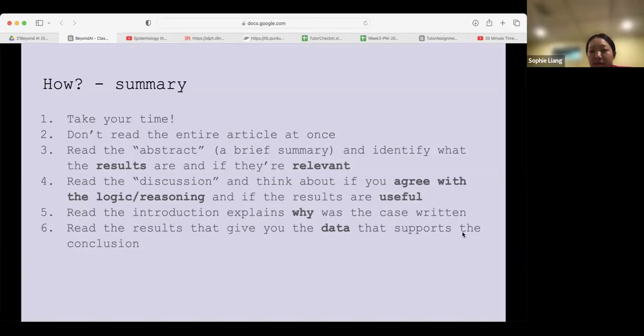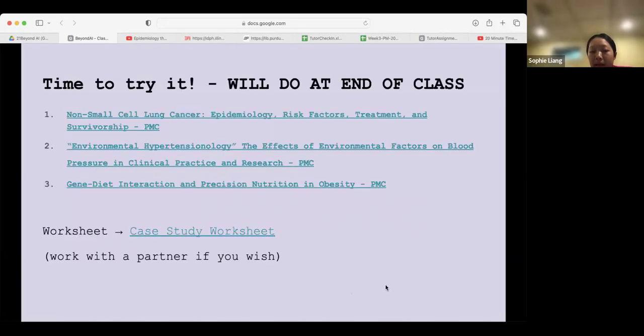Okay, so that's a basic summary of how it works. And then at the end of this class, we're going to try it out. You guys are going to read a case study and then fill out this worksheet we have. We'll be doing that later.